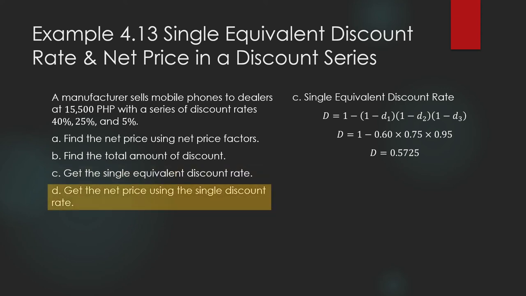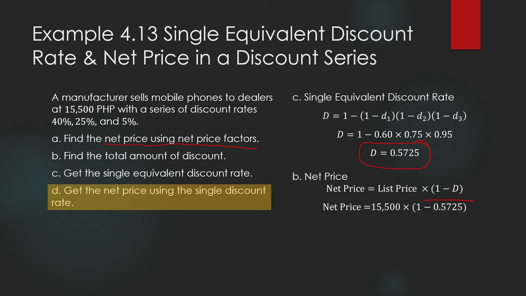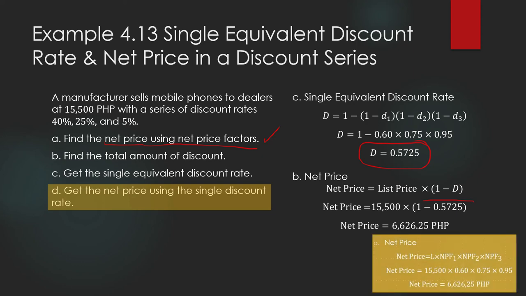Get the net price using the single discount rate. So our expected answer here should be the same net price we obtained when we used the net price factors. So the net price is going to be the list price times 1 minus capital D. And it is equal to this, 6,626.25 pesos. And this should be the same as the net price we obtained when we used the net price factors. And let us show it. So they are the same.